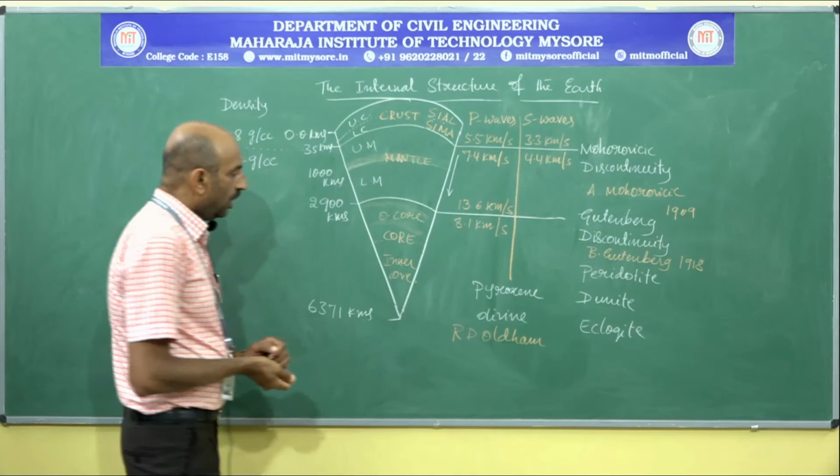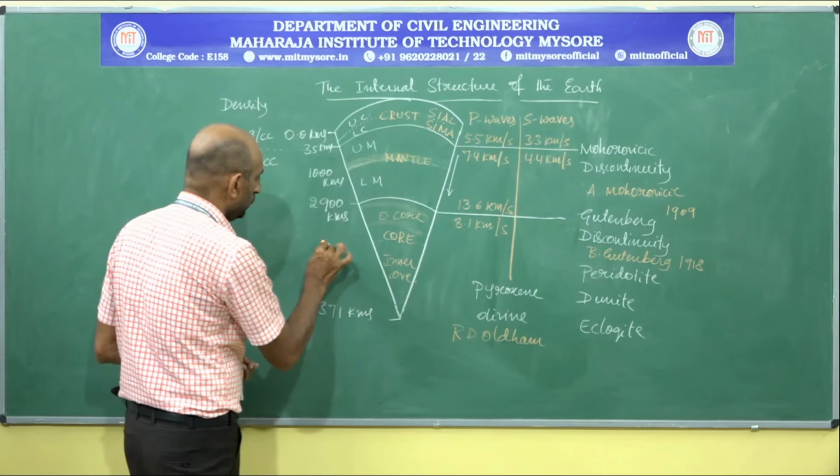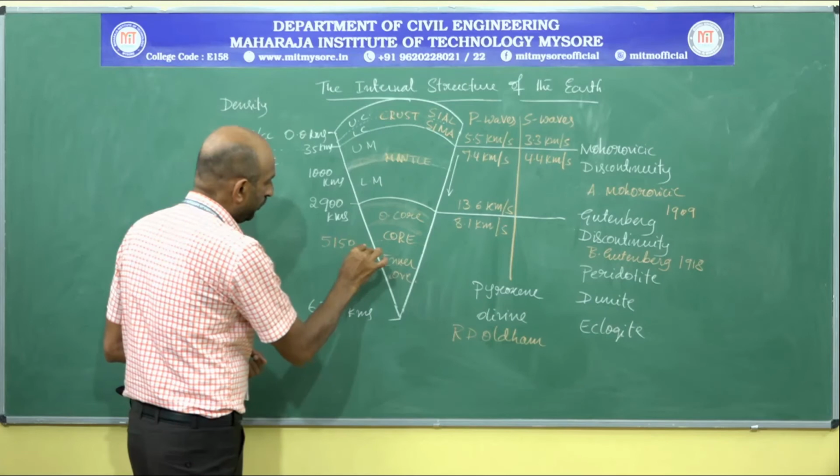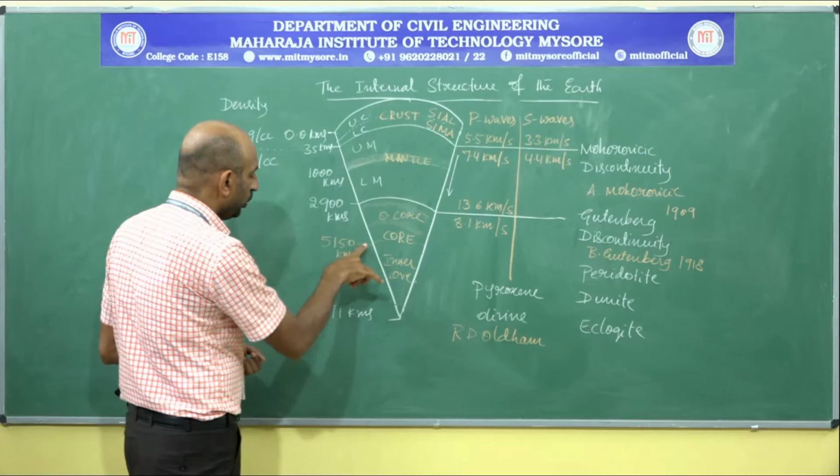Outer core is liquid in state. This outer core extends from 2,900 kilometers to 5,150 kilometers. The inner core extends from 5,150 kilometers to 6,371 kilometers.